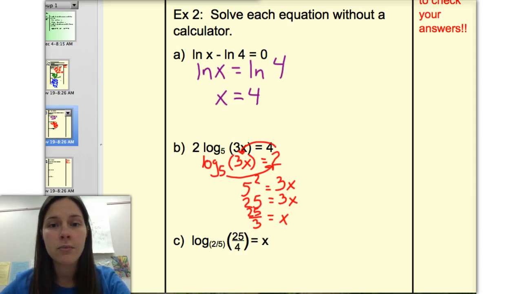Checking our answer again, especially since it's a log function, if we put 25 thirds in for x, 3 times 25 thirds, we would cancel, we'd get 25. Log base 5 of 25 is 2. 2 times 2 is 4, so that one does check out.